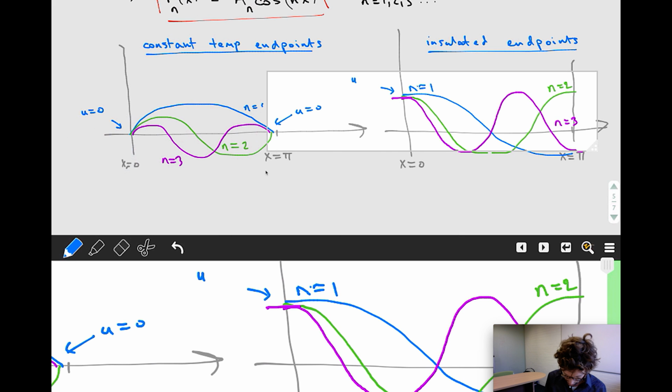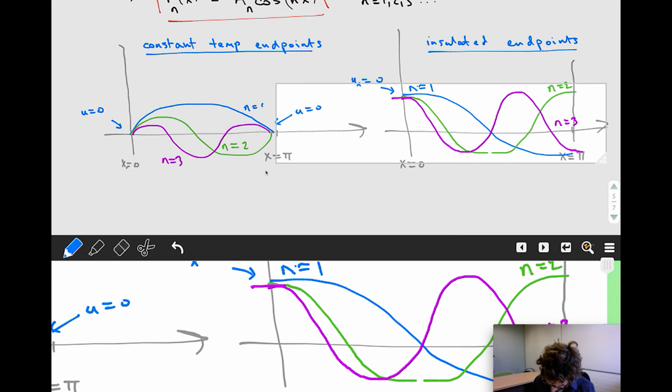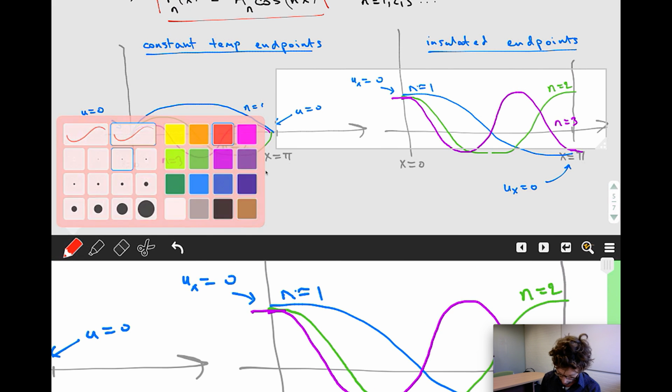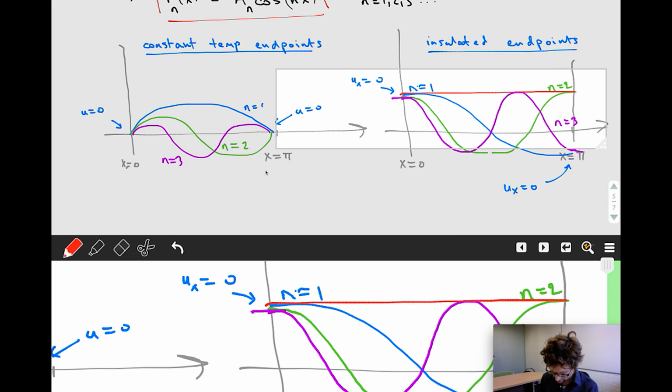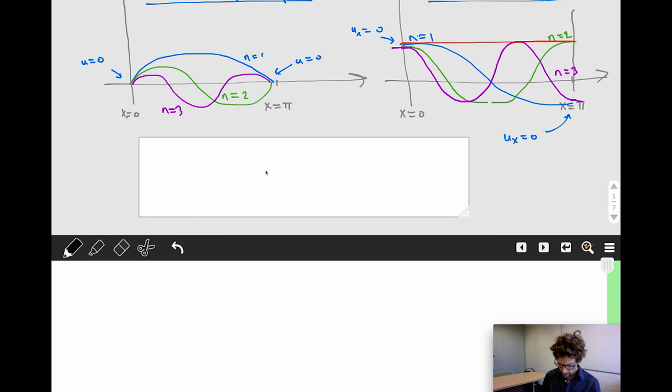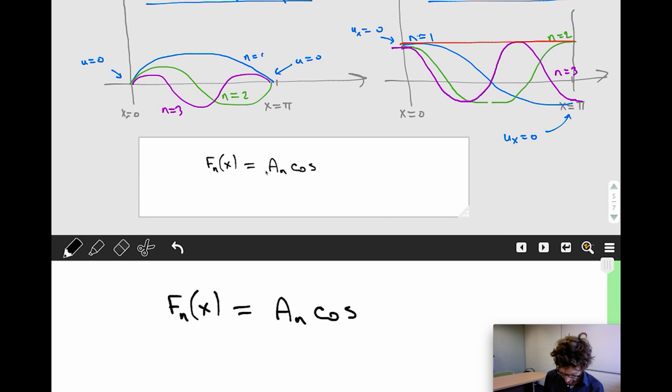So u subscript x, the derivative, equals 0 there. And u subscript x is equal to 0 here. Notice also that, again, we get the constant solution working as well. So that would also be satisfying my boundary conditions. So what we found now is that f_n of x equals a_n cosine px, or cosine nx, works.